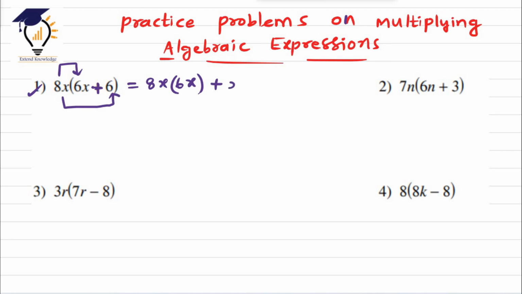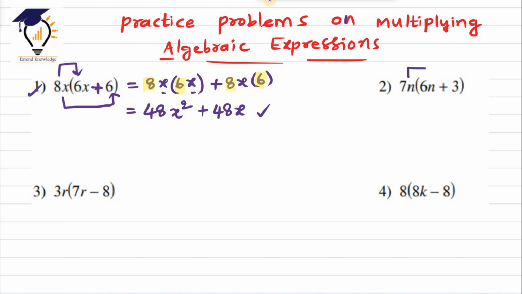So here 8x times 6, let us multiply the terms separately. If you multiply the coefficients 8 with 6, 8 times 6 is 48, and if you multiply x and x, that gives us x square. Plus here, if you multiply the coefficients 8 and 6, same rule, 48, and only the variable x. This is the answer, and further we can't simplify.